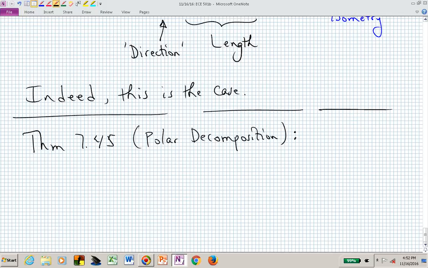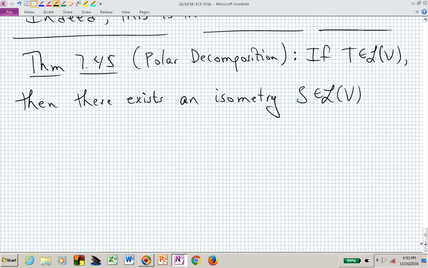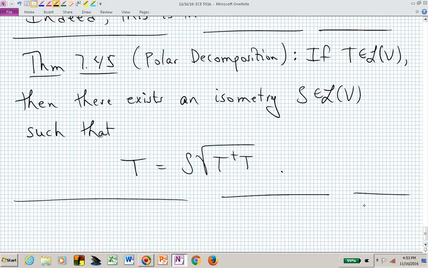But polar decomposition. If we have T that's a linear operator, then there exists an isometry, we'll call it S, that's also a linear operator, such that T is now equal to that isometry times the unique positive square root of t dagger t. And now we want to show that.